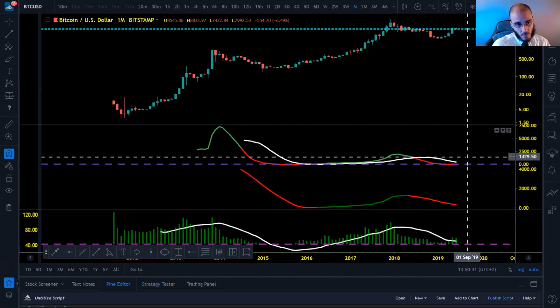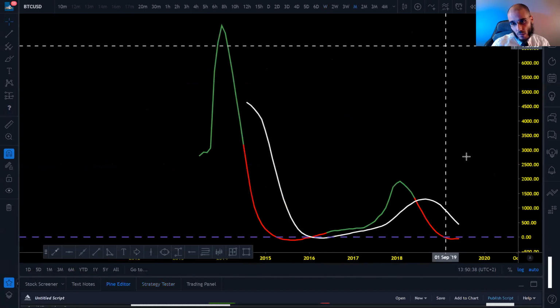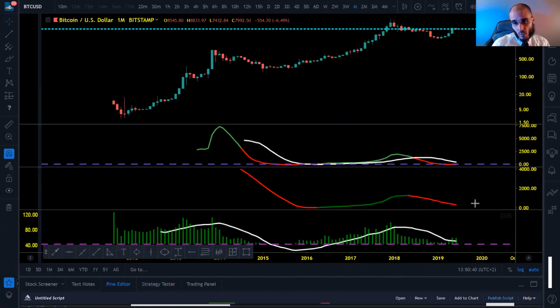Here you have COPEC and ADX. First one is still flat, the other ones are pointing down, so negative. So this chart is negative, it tells you that the bear market is not over.